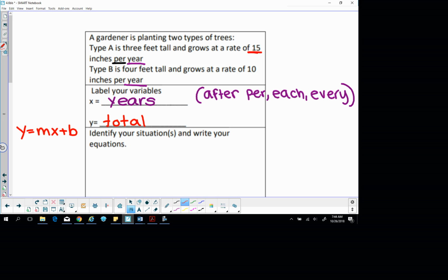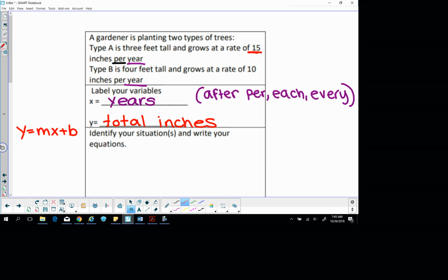And so when we're looking at these trees, they're talking about total feet. And so notice that the whole equation is not in feet. We're going to have to play around with it, or sorry, not feet, total inches, because it will be easier to get it all into inches. And so we have 3 feet tall and grows at a rate of 15 inches per year. So notice there are 2 different units. And one is 4 feet tall and grows at a rate of 10 inches per year.